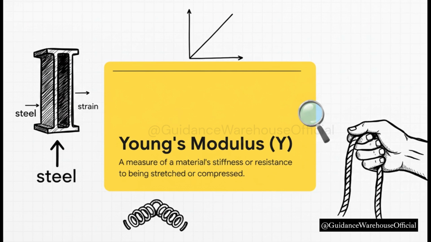So if something has a really high Young's modulus like steel, it means you have to apply an absolutely enormous amount of stress just to get a tiny little bit of strain. It's just incredibly resistant to being stretched.